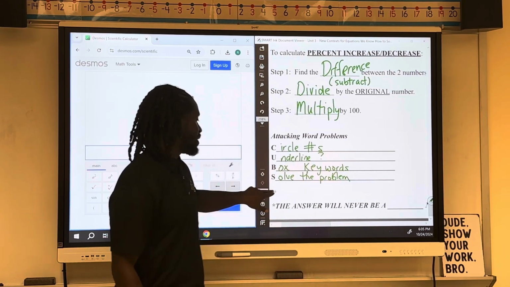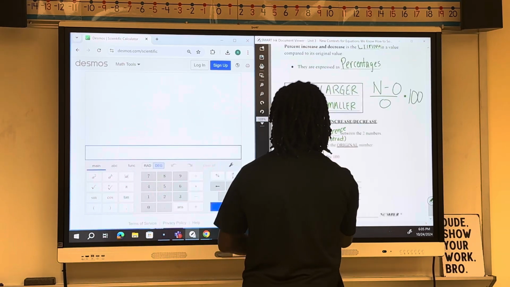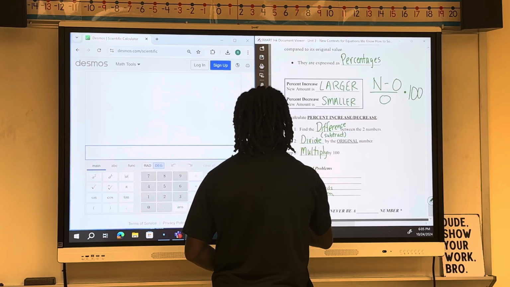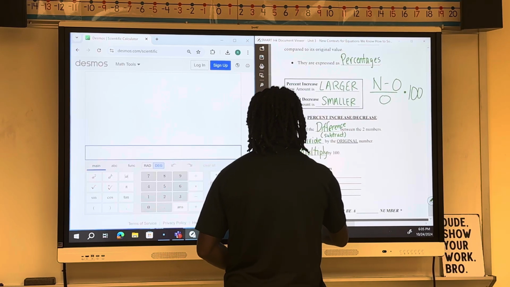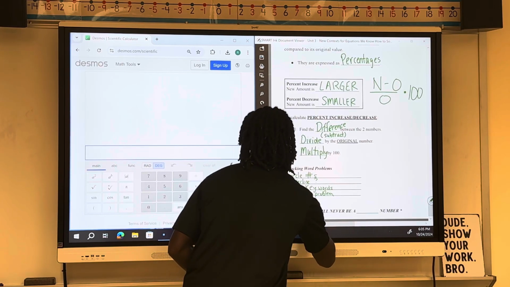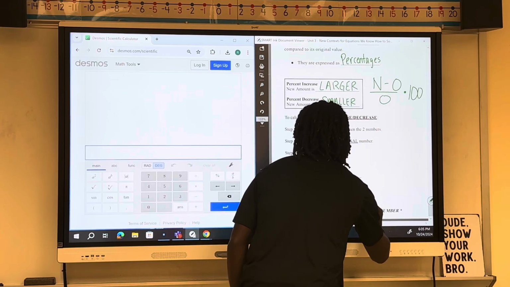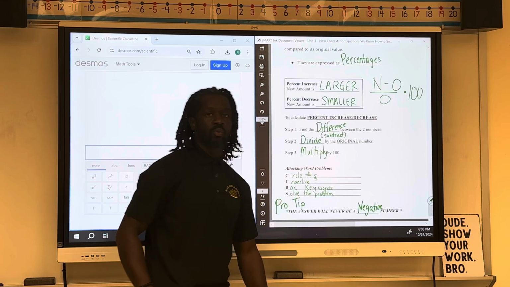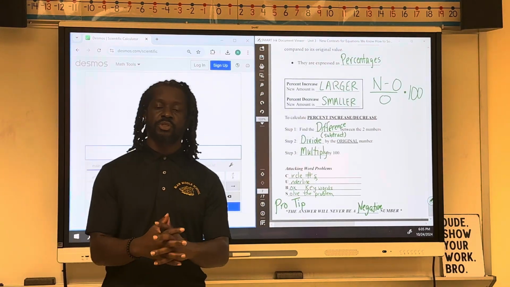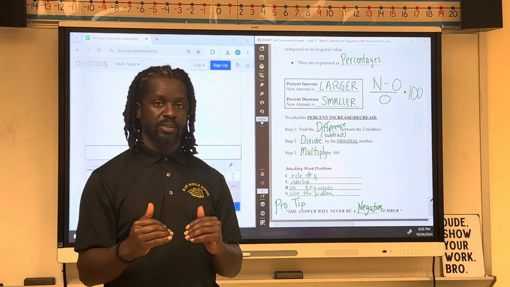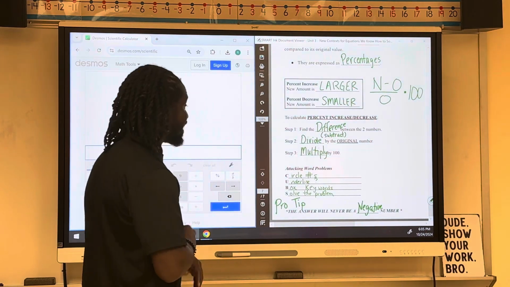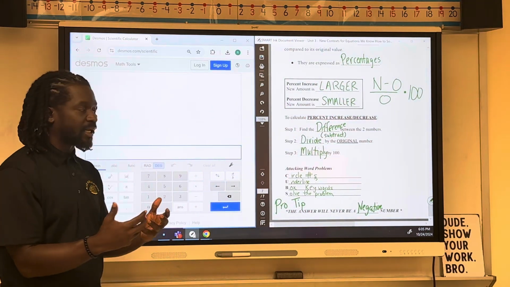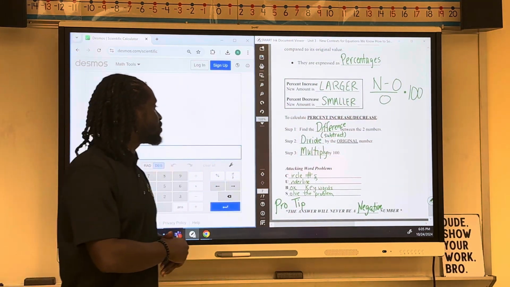And then lastly, just as a pro tip, your answers will never be negative. It won't be a negative number, but rather when you see a negative, that just lets you know that it is a percent decrease. Okay, so your answer is not negative. You remove the negative sign and just use the percent.